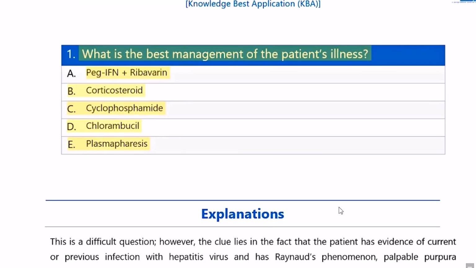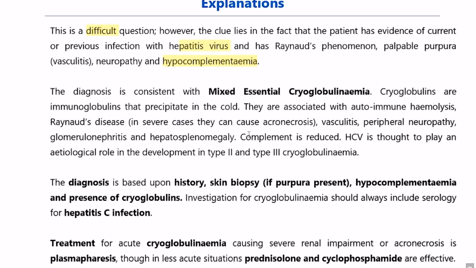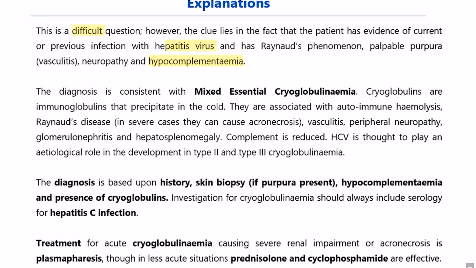So now a little analytical talk on some of the explanations. It is said that these are difficult questions. However, the clue lies in the fact that the patient has evidence of current or previous hepatitis virus infection, Raynaud's phenomenon, palpable purpura, neuropathy, and hypocomplementaemia. The diagnosis is mixed essential cryoglobulinaemia.